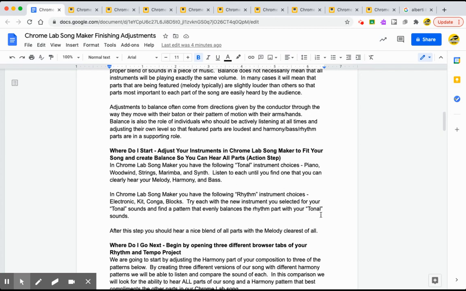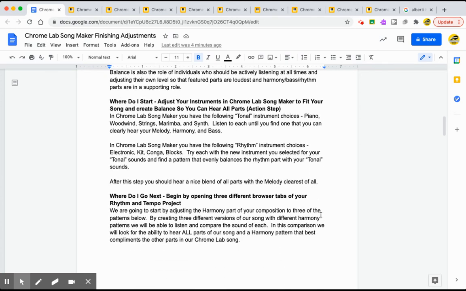Now, where are we going to start today? The first place that we're going to start is on the link that was left over that you submitted from your rhythm and tempo project. And with this, which I'll switch over to in a second, we're going to adjust the instruments to find instruments that create that balance where parts are able to be heard. You can hear the melody clearly, and then in a supporting role, you can hear your harmony, your bass, and then the rhythm without either the harmony, bass, or rhythm covering up what you're hearing for the melody.